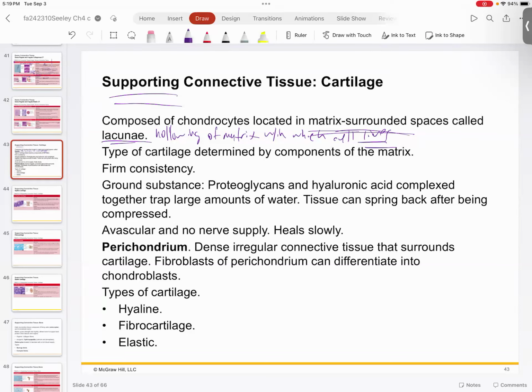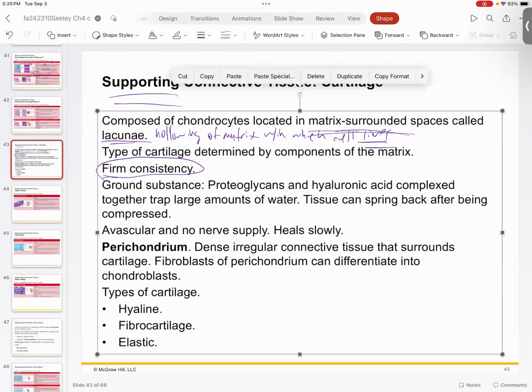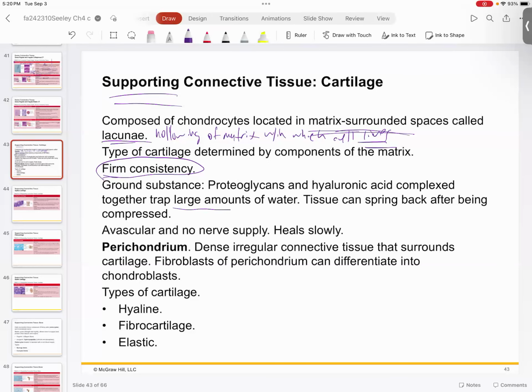Now then, when you take a look at the matrix of cartilage, and how it differs from, say, the connective tissue proper or from bone even, you start off with the ground substance, right? First of all, the ground substance of cartilage is typically a little firmer, a tougher consistency. But it typically will have the hyaluronic acid complex together with your proteoglycans to create a mesh that will basically trap water.